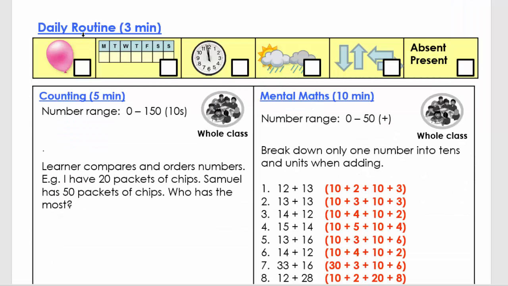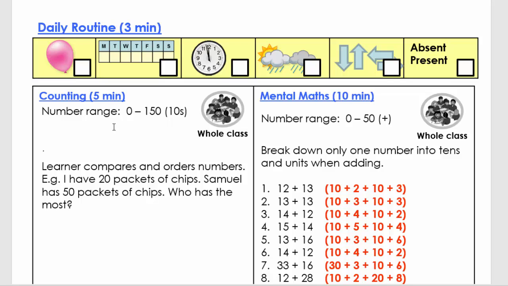So let's quickly then go to the daily routine. I want you now to pause here and ask the child or learners the questions. Welcome back. So today we're going to do counting then from 0 to 150. I want you to count then forwards 0, 10, 20, 30, onwards to 150, and then count backwards 150, 140. I want you to pause here and then do this.